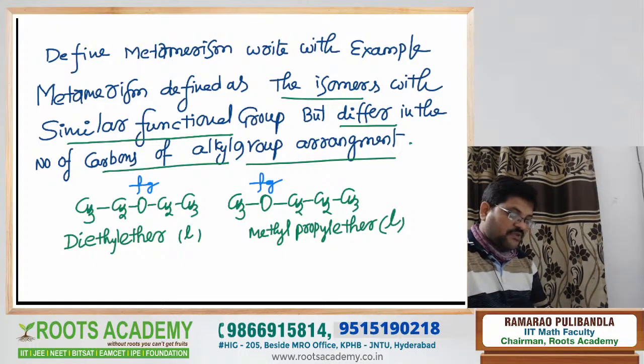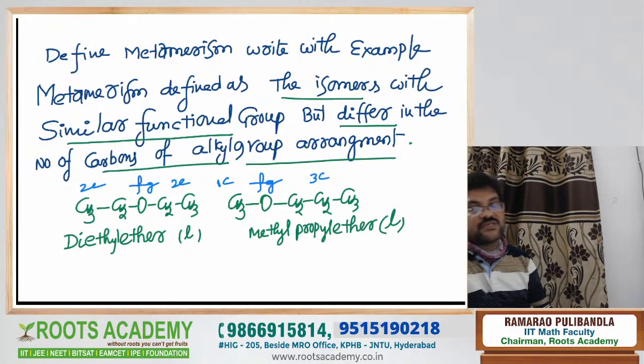The difference is in the number of carbons. Here how many carbons are there? Here 2 carbons on one side, 1 carbon on the other; in the other ether, 2 carbons and 3 carbons. Different number of carbons in the alkyl groups. Understood? Simple explanation. The functional group is the same, but the difference is in the number of carbons in the alkyl groups.